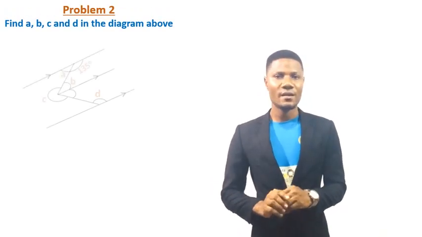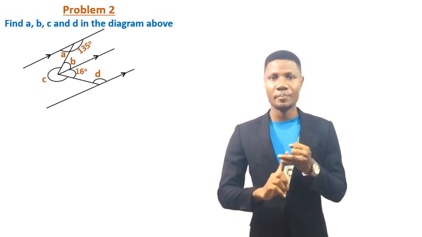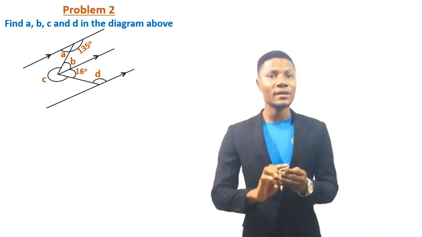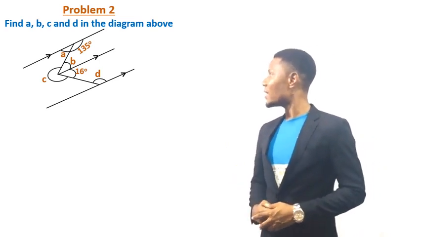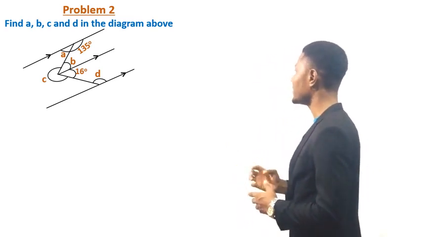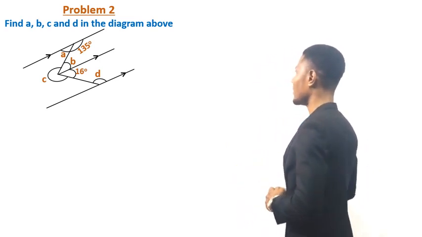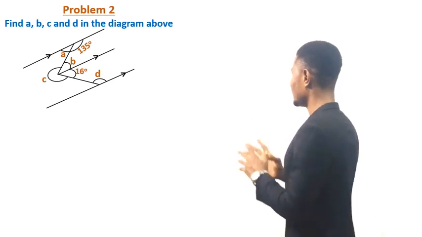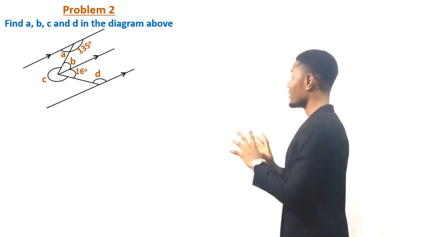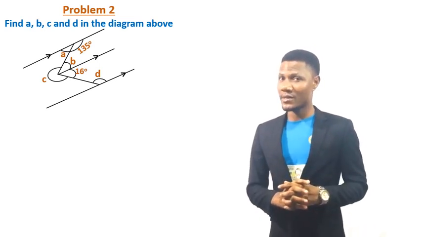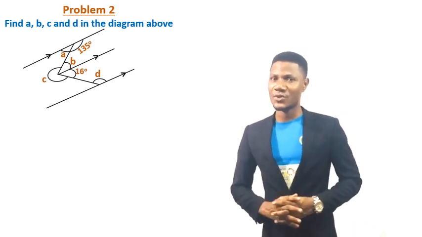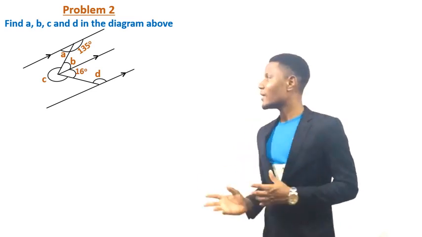Let's look at our next problem. This is problem 2. The question says, find A, B, C, and D in the diagram above. From the diagram, it seems kind of complicated, but it's one of the easiest questions we're going to solve today. Let's look at it.